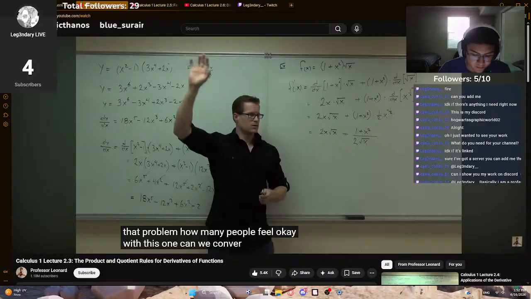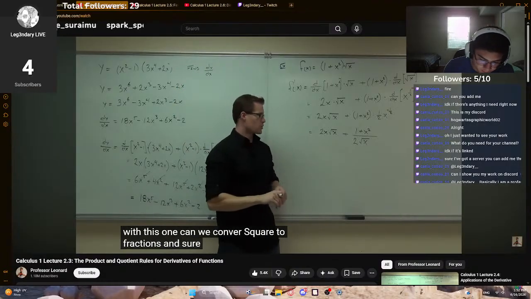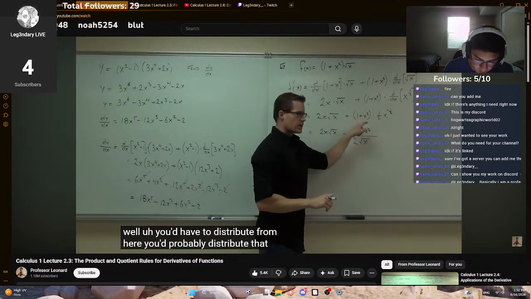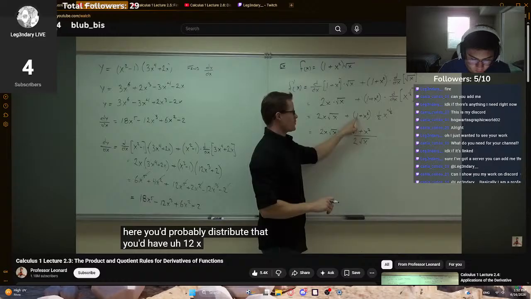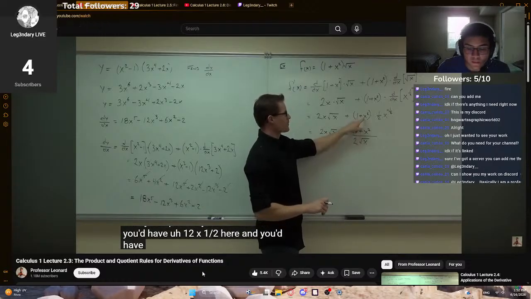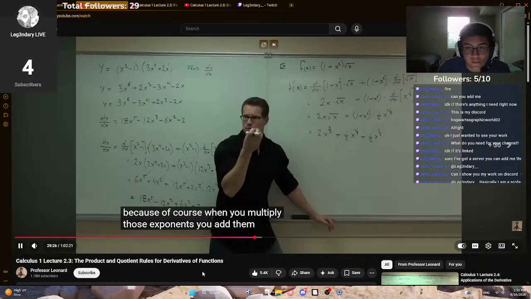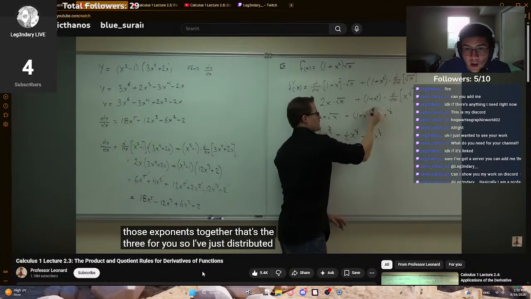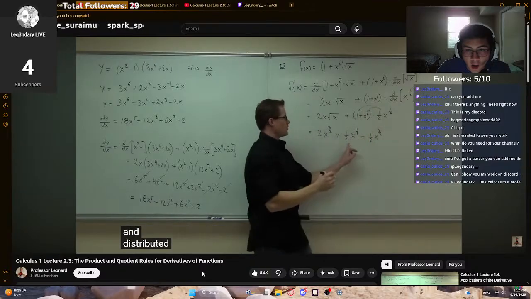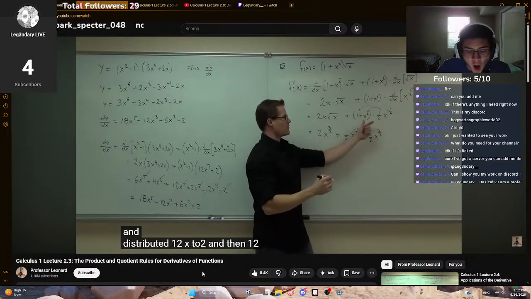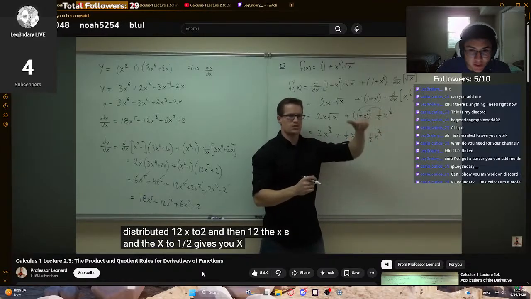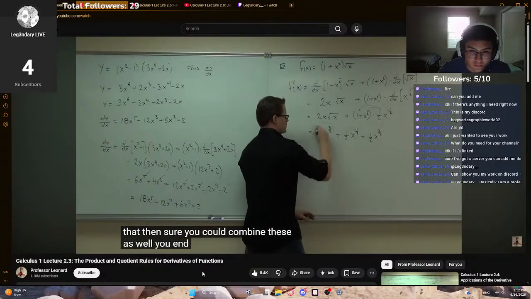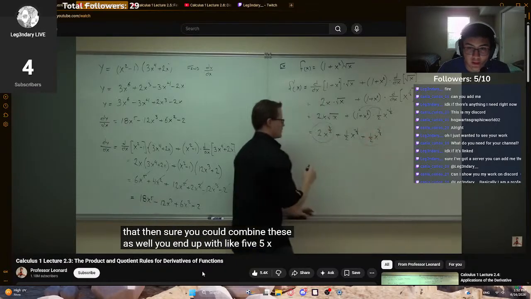Can we convert the square roots to fractions and then solve that? Sure, we can do that as well. You'd have to distribute, from here you'd probably distribute that. You'd have 1/2 x to the -1/2 here, and you add those exponents together, that's the 3/2 for you. So I've just distributed. 1/2 x to the -1/2, and then 1/2 x squared times x to the -1/2 gives you x to the 3/2. You alright with that? Then sure, you could combine these as well. So you'd end up with 5 halves over x to the 3/2.